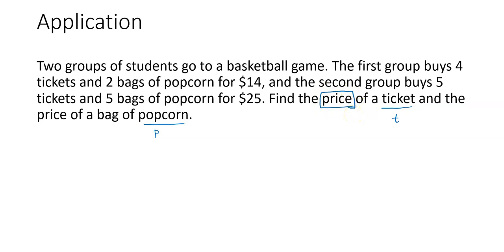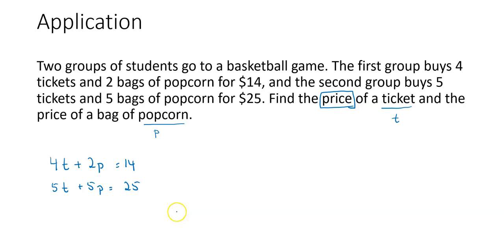So let's take a look at the first group. First group buys 4 tickets and 2 bags of popcorn, and it costs them $14. So the cost of 4 tickets, the cost of 2 bags of popcorn, $14. Second group buys 5 tickets and 5 bags of popcorn for $25. So now I got myself a system.